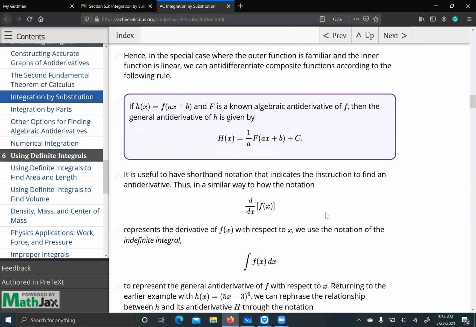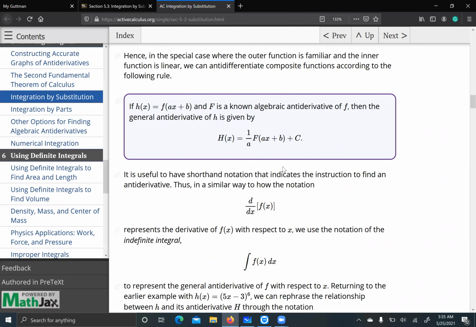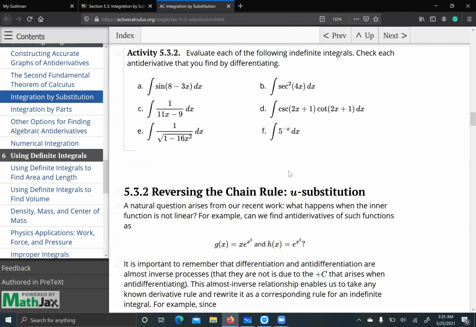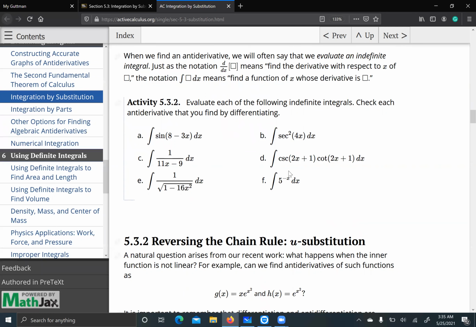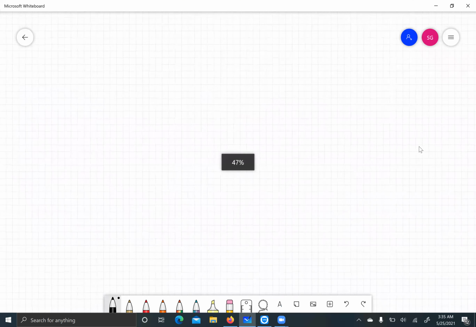In general, whether u substitution or other techniques for integrals, it just requires practice and practice, and you should see a lot of examples. So I will try to give you more examples of u substitution so that you get the idea. For example, look at activity 5.3.2, and I'm going to show you the first one. So this is the activity.